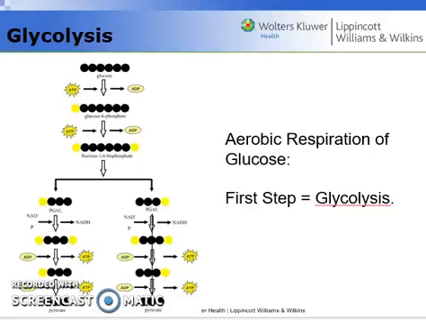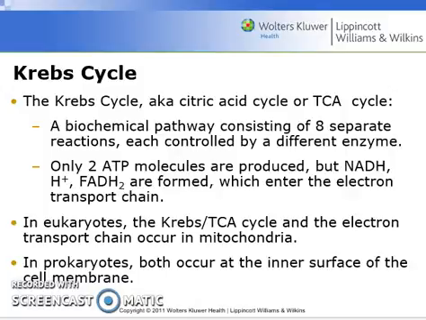So this is the process of glycolysis. Again, the splitting of glucose into two molecules of pyruvate, which occurs through these biochemical processes. Now, after we have the generation of pyruvate, those pyruvate molecules have to enter something called the Krebs cycle.